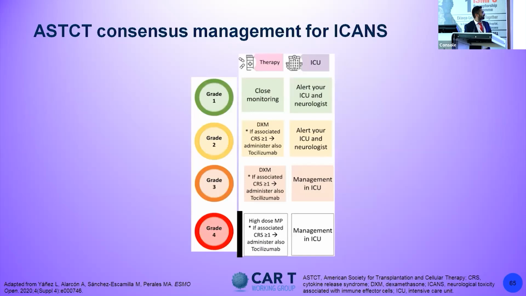So grade 2, the treatment, we start with dexamethasone. The dose I've told you, 10 mg 6 hourly, is the general dose. If there is concomitant CRS also, please give the toci also. And obviously, if there is a higher grade, grade 4, you have to give a higher dose steroid, which is generally methylprednisolone, 1000 milligrams pulse.